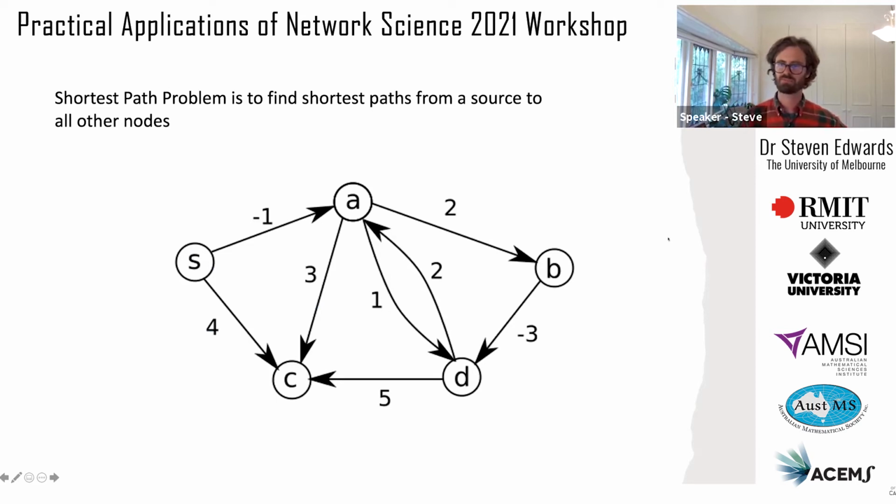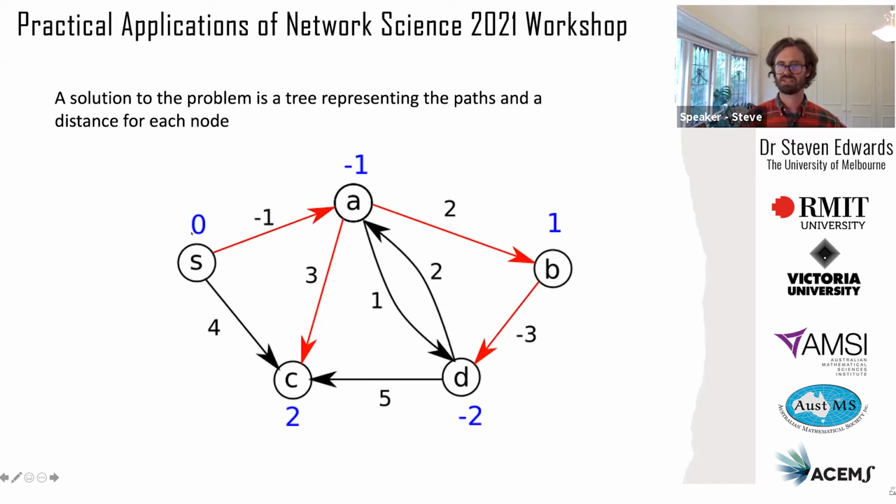The shortest path problem, as many of you might know, is finding the shortest path from a source node to all other nodes given an arc labeled graph. Your solution to that would essentially be that all the nodes have a distance, and you have a tree, which is your solution paths. So to get to C, the shortest path was first going from S to A and then from A to C, and your total distance is 2.